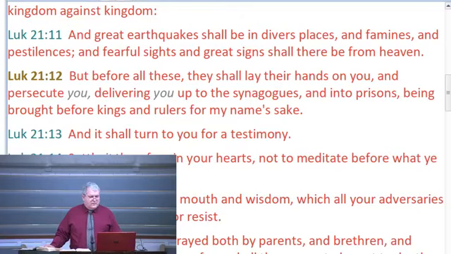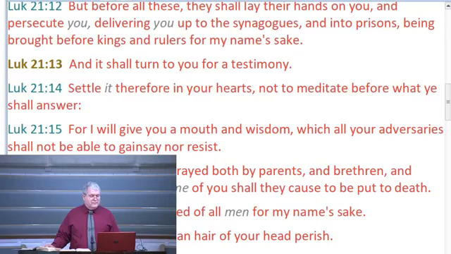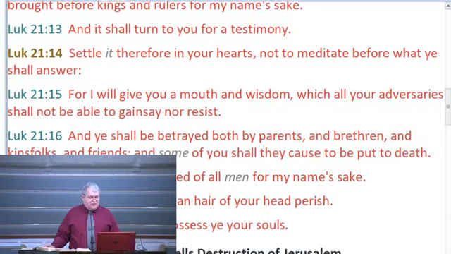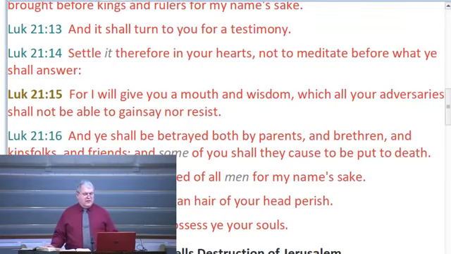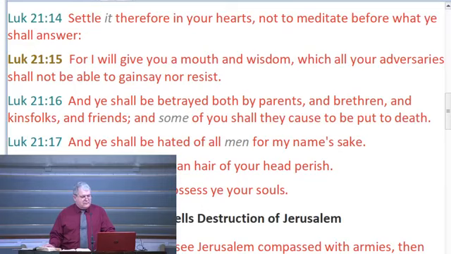Before all these things, they'll lay hands on you and persecute you, deliver you up to the synagogues and into prisons, being brought before kings and rulers for my name's sake. It'll turn to you for a testimony. It fits Paul's life very well. Settle it therefore in your hearts not to meditate before what you shall answer. I'll give you a mouth and wisdom which all your adversaries shall not be able to gainsay nor resist.